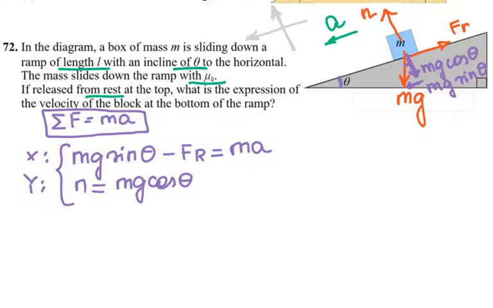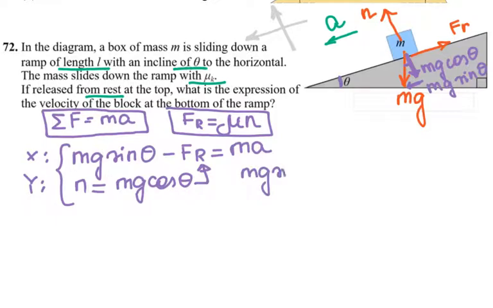So now I have this equation, and I have to find the final velocity at the end of the ramp. So I need to figure out my acceleration. I'm going to use the normal force to plug into the friction force, because the friction force has a formula, mu times N. So I need that N for my friction force. So my final formula is going to be mg sine theta minus the friction, which is mu mg cosine theta, and that is equal to ma.